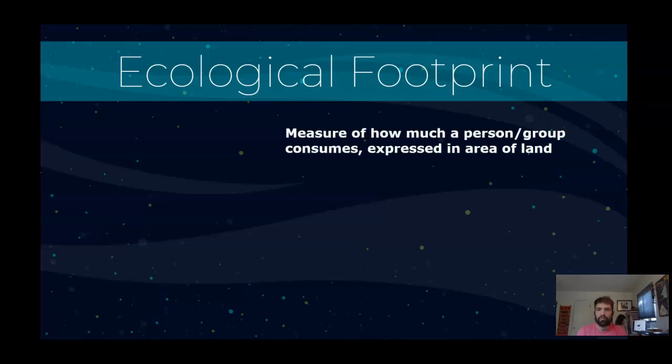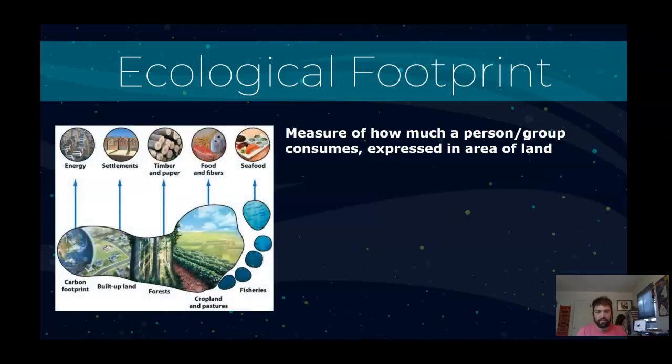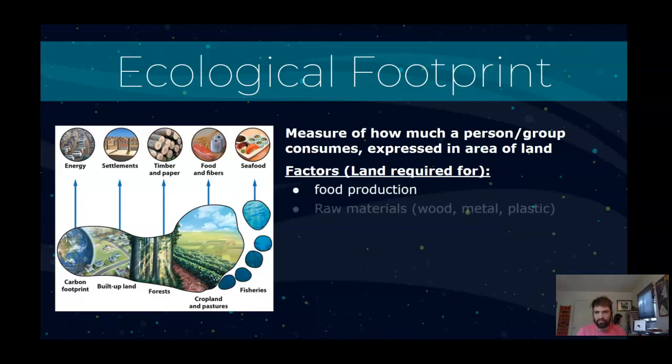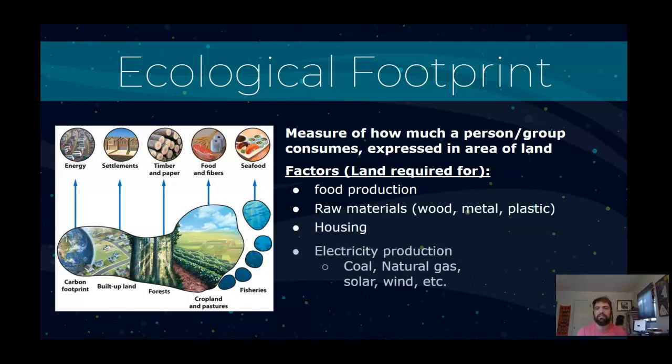So an ecological footprint is a measure of how much a person or group consumes expressed in the area of land. You can see here, these are all of the things that go into an ecological footprint of an individual or group. And the factors which land are required for are food production, raw materials, housing, electricity production, and disposing waste produced in landfill space.